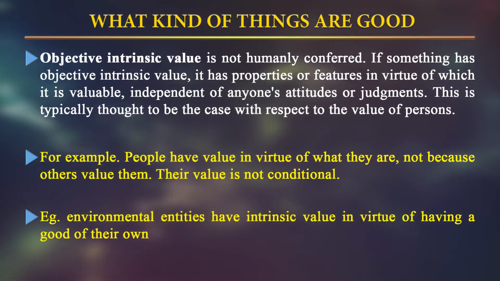Another example is that environmental entities have intrinsic value in virtue of having a good of their own. For example, forests or trees, they have their own intrinsic value because they generate oxygen and they create a good environment. So these are objective intrinsic values which are irrespective of how another person views it or values it. Their value is because of what they are.